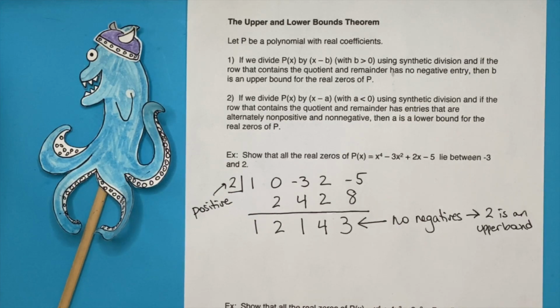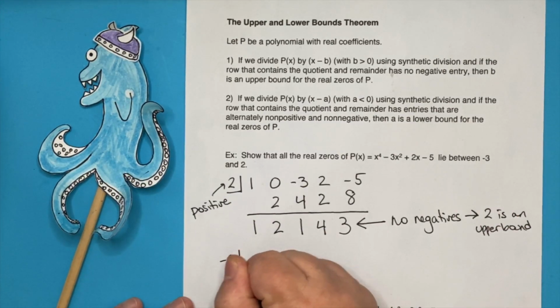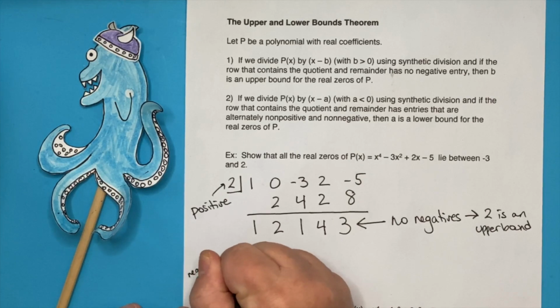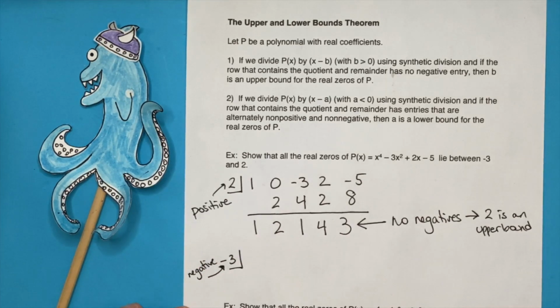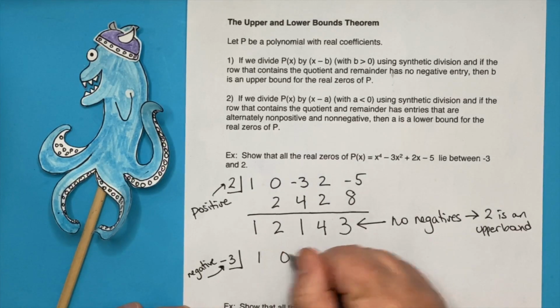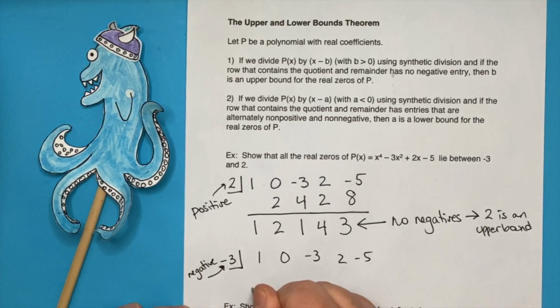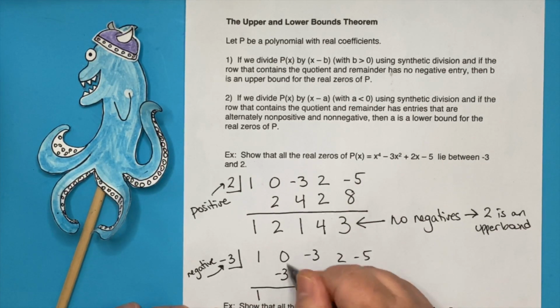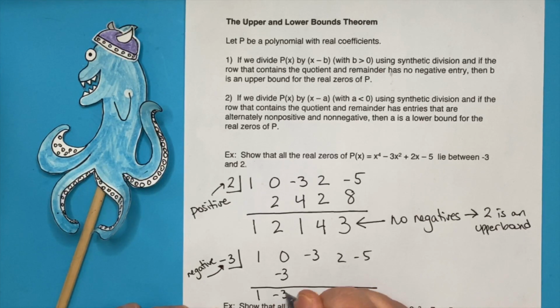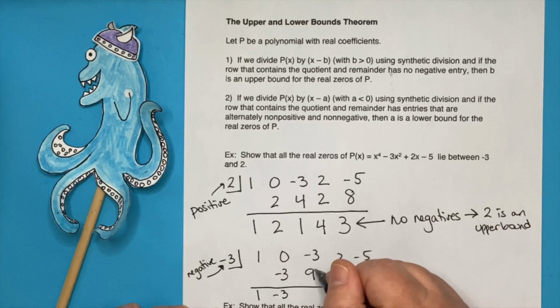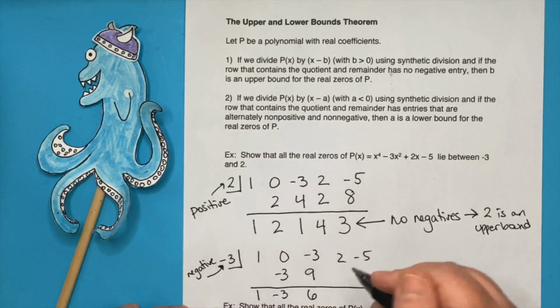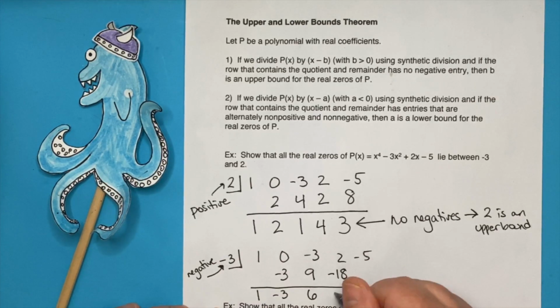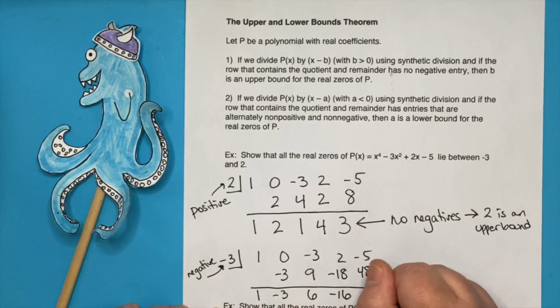Okay, now let's try -3. Now -3 is negative. I know that sounds silly, but I just want to emphasize that. That's negative. So 1, 0, -3, 2, -5. Let's look at what this looks like with synthetic division. I get 1 times -3, -3, 0 plus -3, -3. -3 times -3 is 9. -3 plus 9 is 6. 6 times -3 is -18. 2 plus -18 is -16. -16 times -3 is 48. 48 plus -5 is 43.